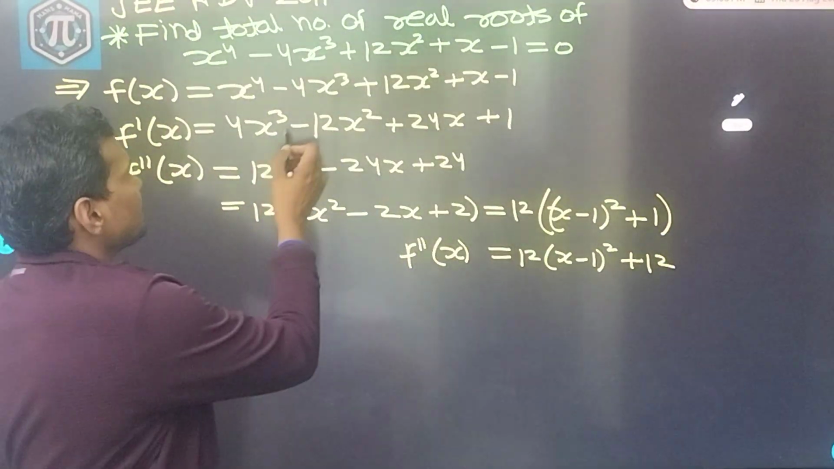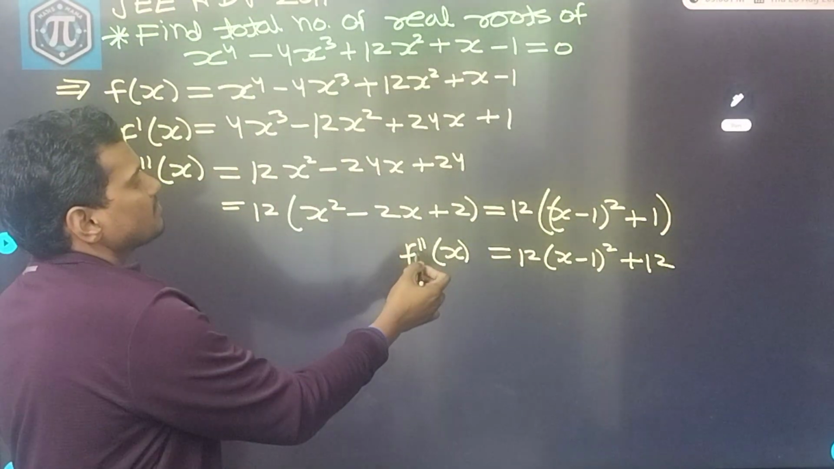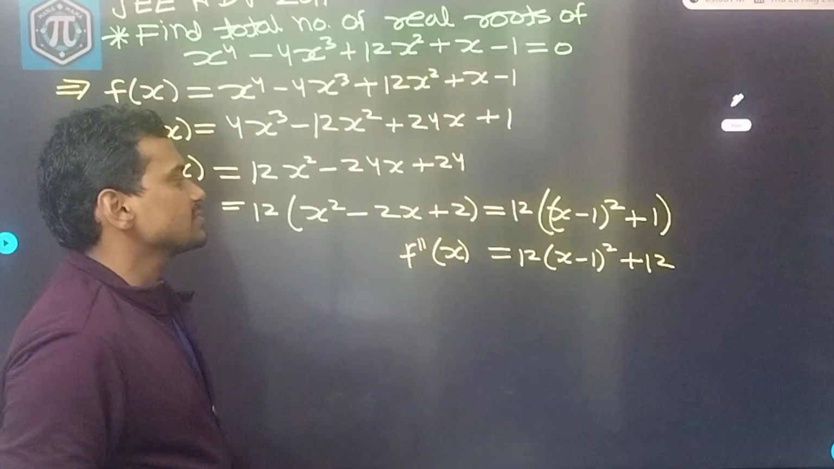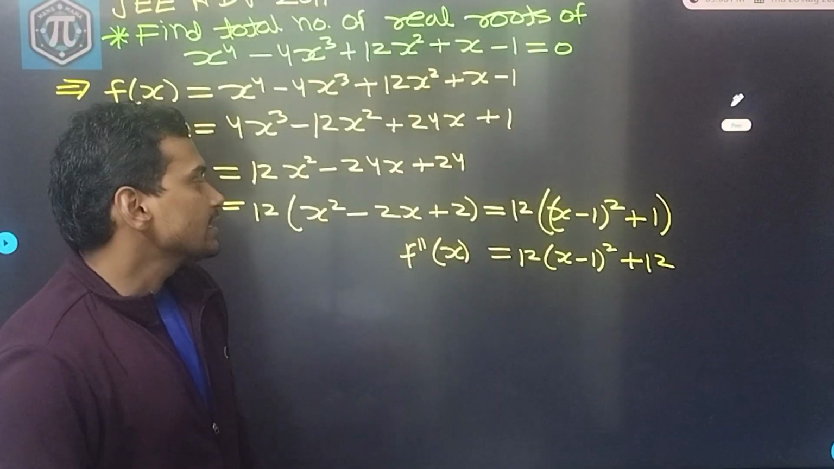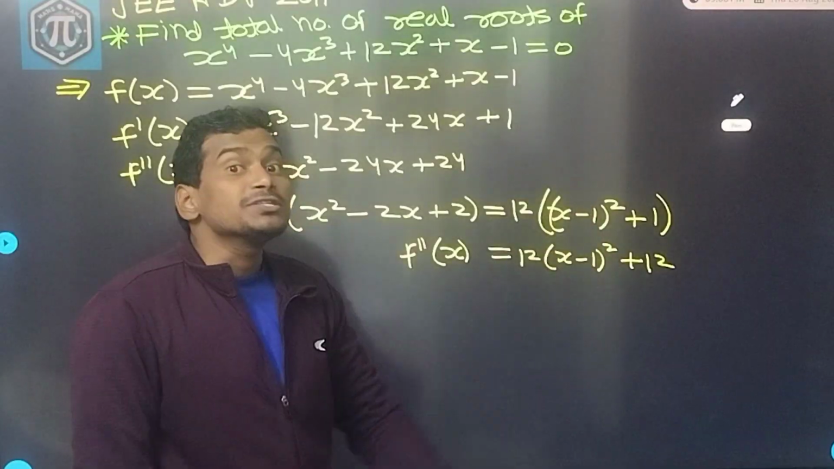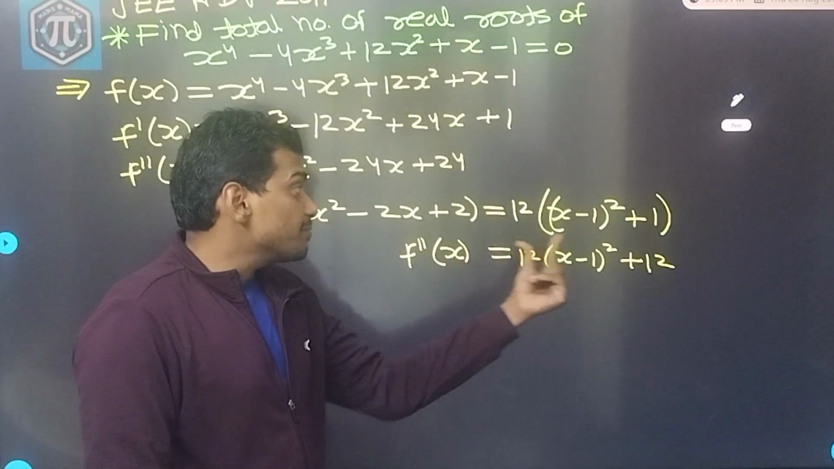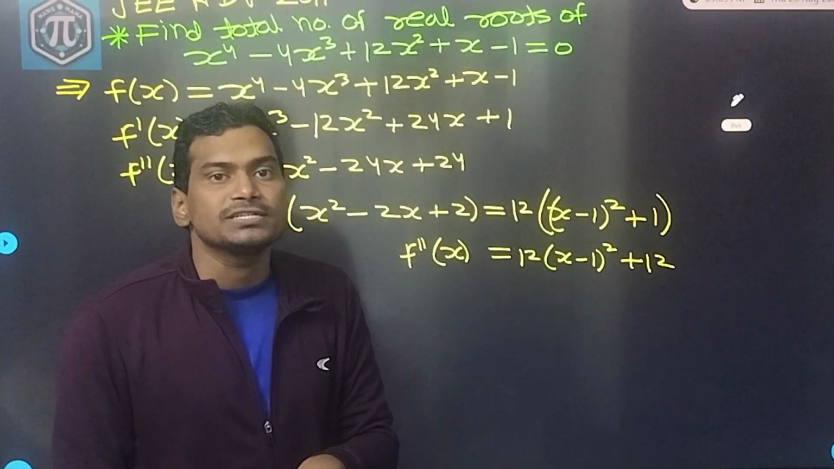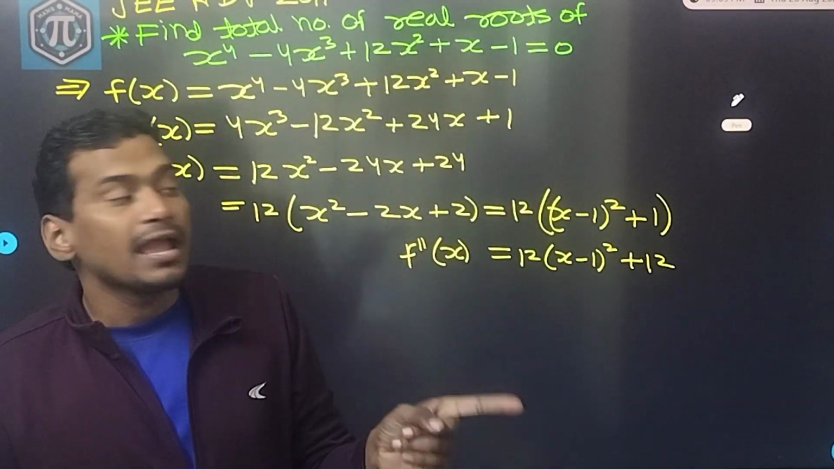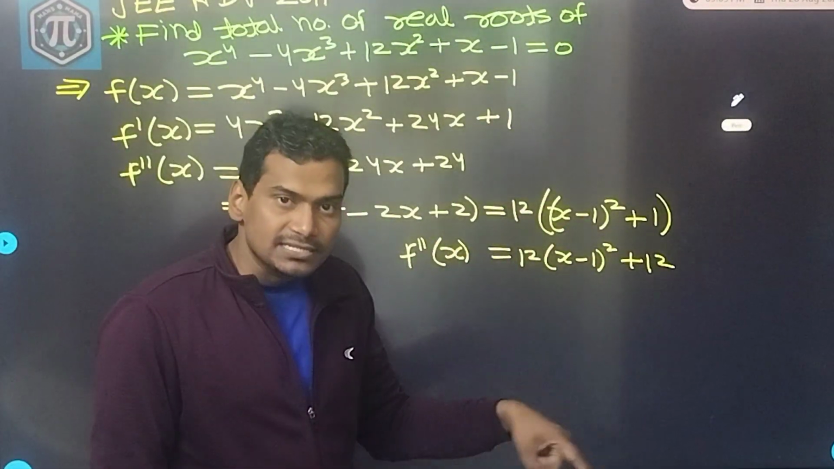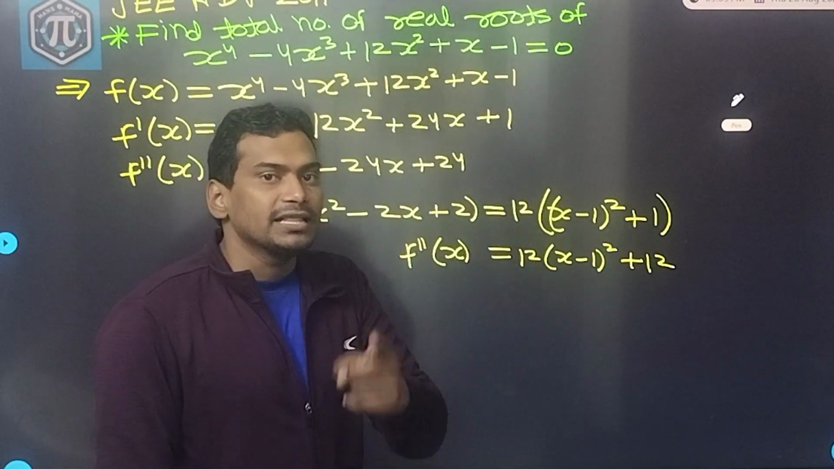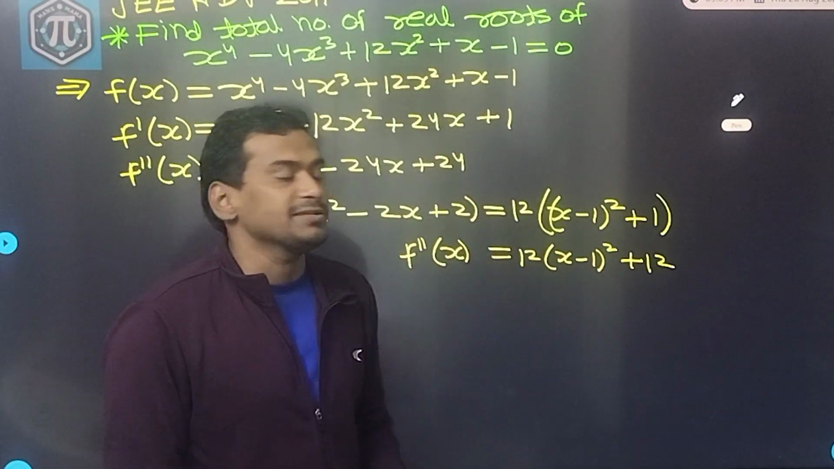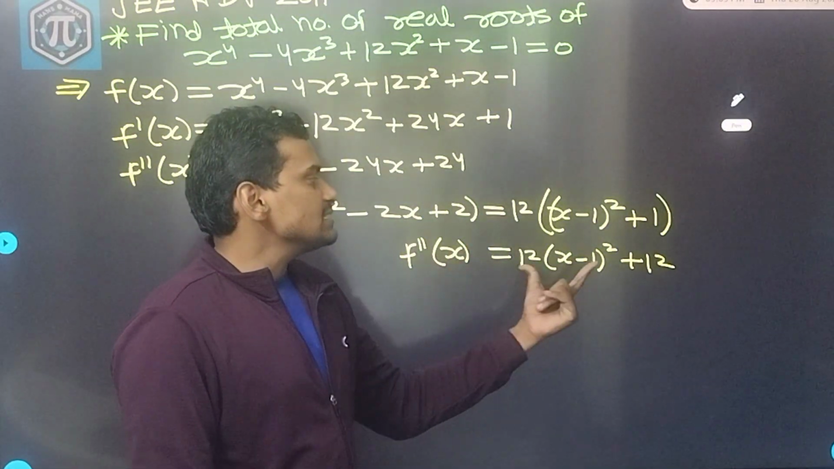Dy by dx we have calculated, d square y by dx square is this. From here we can see second order derivative is always positive. So if f dash x is positive, fx is increasing. And if f double dash x is positive always, then we will say f dash x is increasing. And f double dash of x is this.